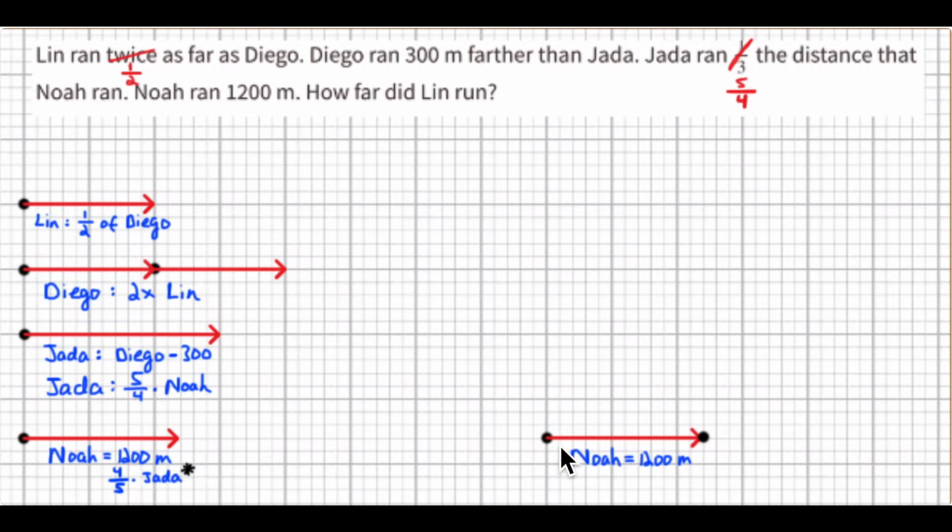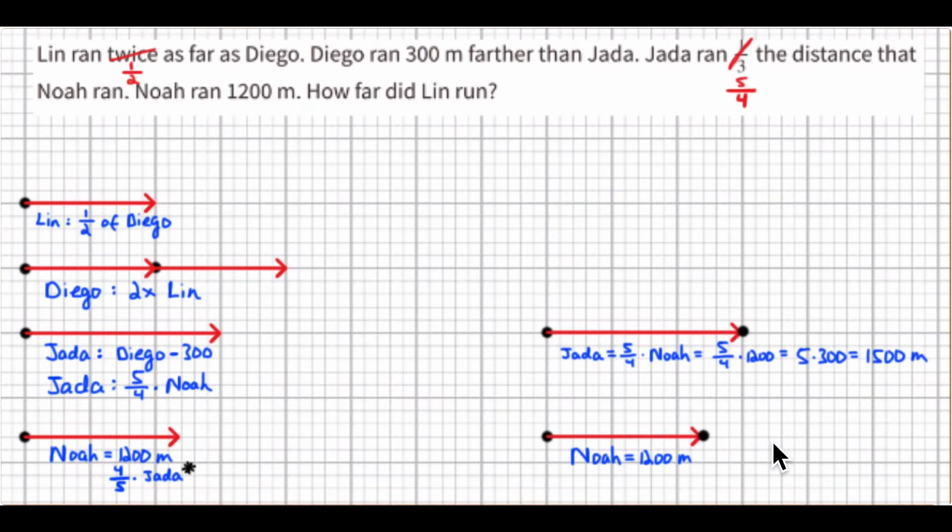Each one of the sides of these squares is equal to 100 meters. So Noah equals 500, 1,000, 1,100, 1,200 meters. And Jada ran 5/4 that distance. Well, that means that you take Noah's run, divide it into 4 equal parts. 1/4 is 300 meters, and 5 of those fourths, or 5 times 300, is equal to 1,500 meters.